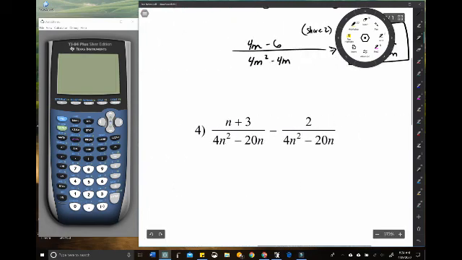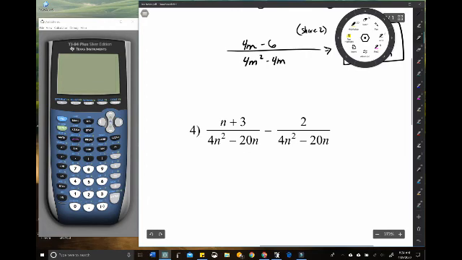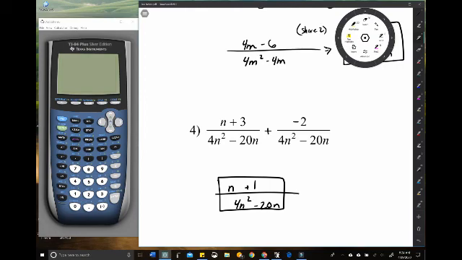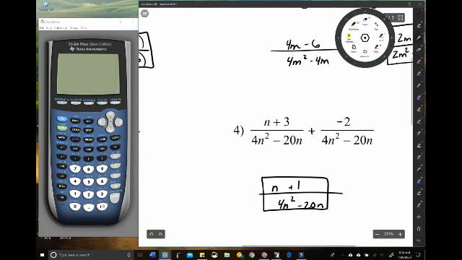So we're going to need to distribute. Same denominators, so that makes us happy. 4n squared minus 20n over that. There's really nothing to distribute to, so I'm just going to change it to addition and distribute that there. From there, n doesn't have anything else to add to. 3 minus 2 is plus 1, and there's nothing that can reduce, so I'll just leave it like that.